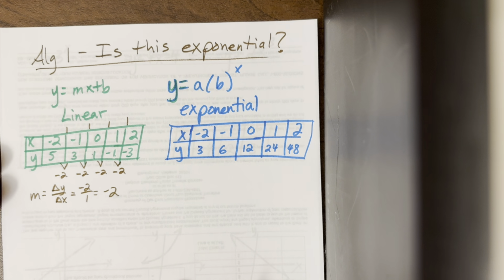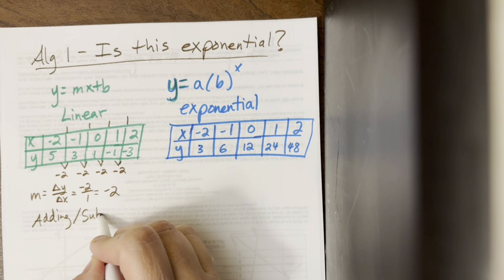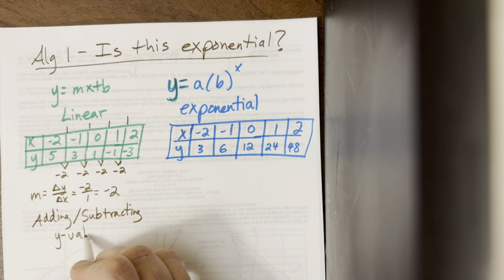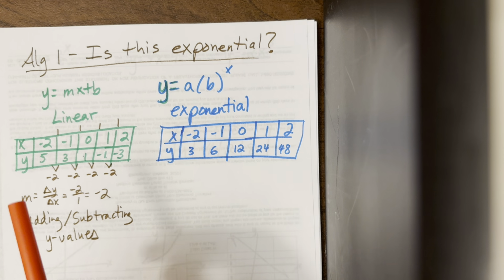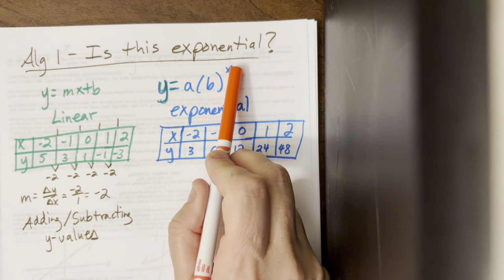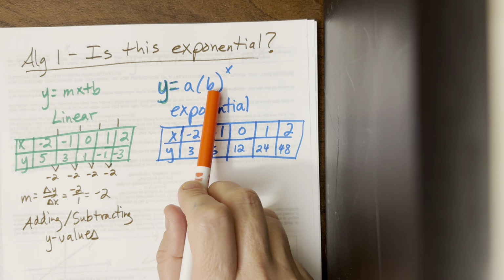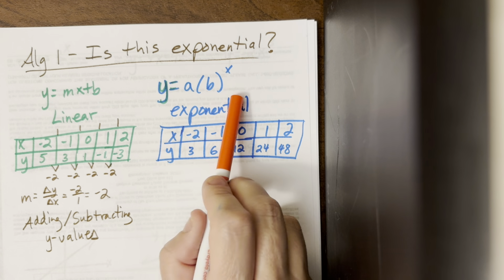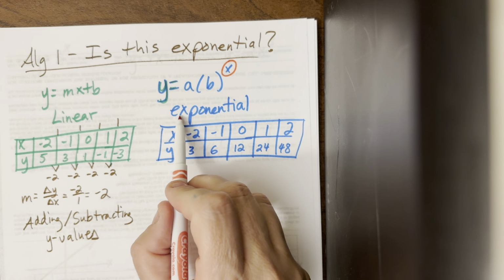So if you've got a table where you are adding or subtracting the same thing from y values, you have a linear function. With exponentials, it's a little bit different. Exponential form is y equals a times b to the x, where a is the y-intercept and b is the exponential rate of change. You'll be learning more about that when you get into graphing these, and that'll be a next video.